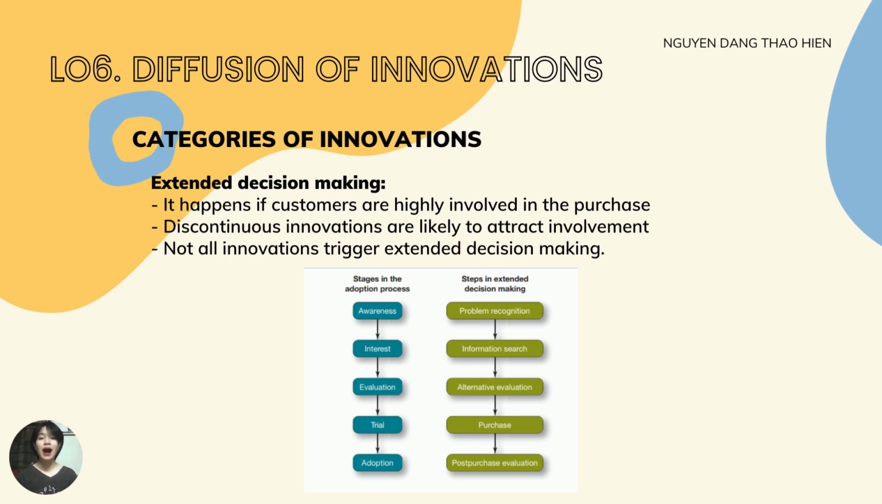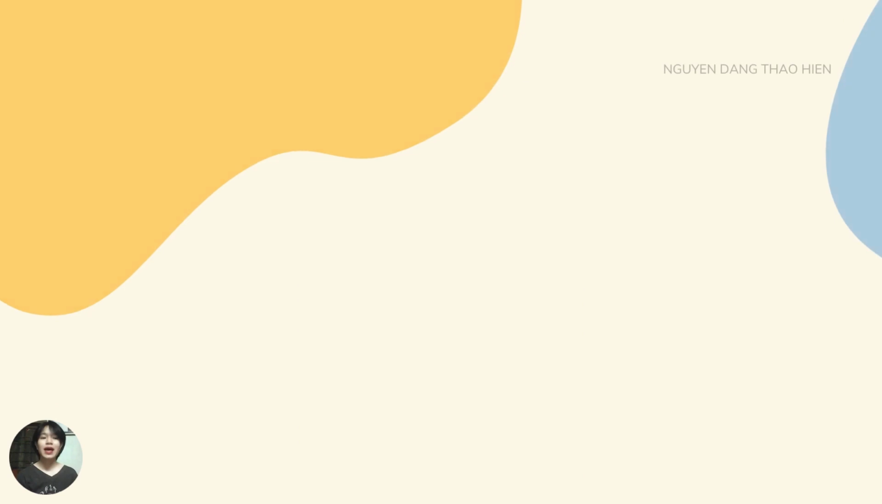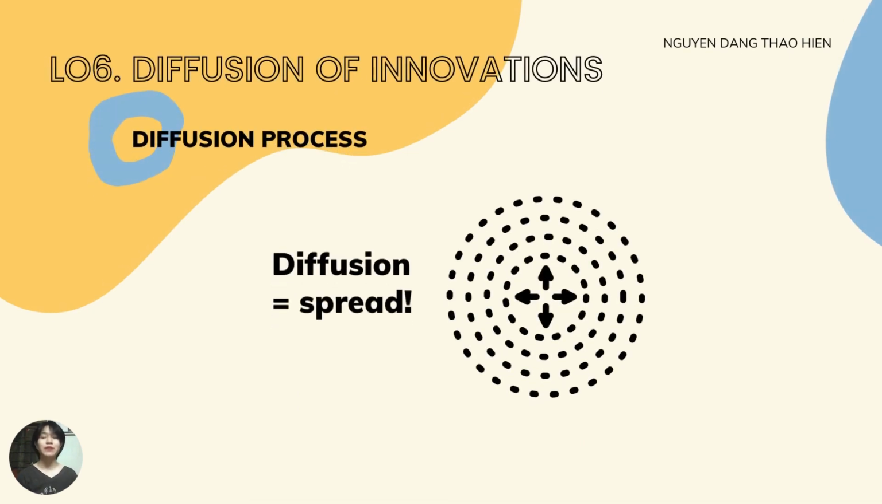It occurs with high involvement in the purchase of consumers. And high involvement usually is triggered by discontinuous innovations. However, extended decision making is not always the reaction to all innovations. And next, I will present about the diffusion process.